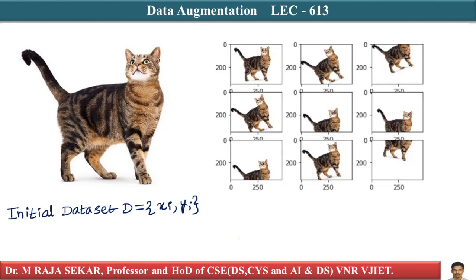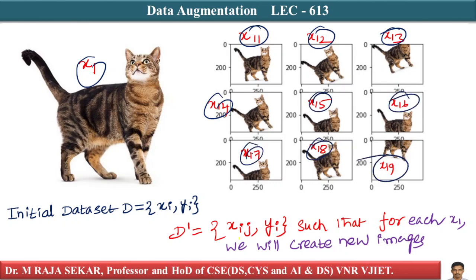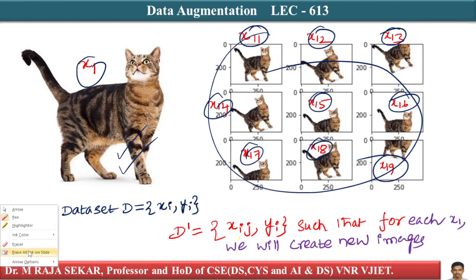My initial data set is xi comma yi. My D dash is xij comma yi, such that for each x1 I will create new images. For this x1 image I created x11, x12, x13, x14, x15, x16, x17, x18, x19. This is the input image, capital D. We are creating these new images for this particular x1.